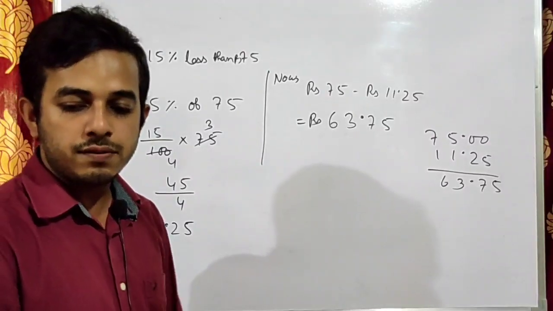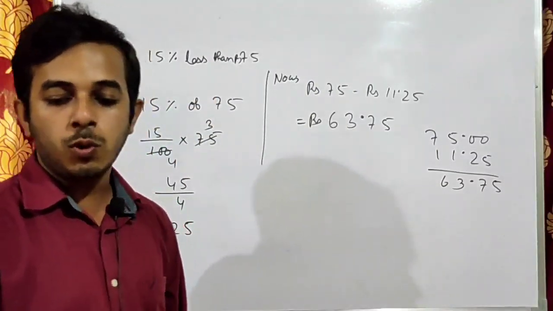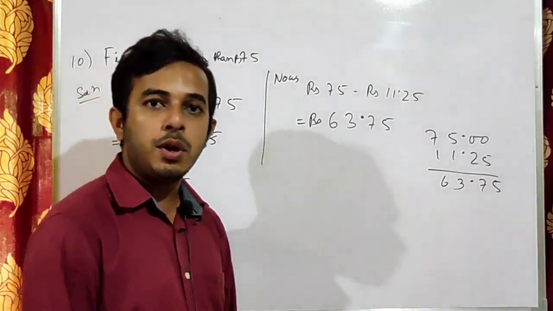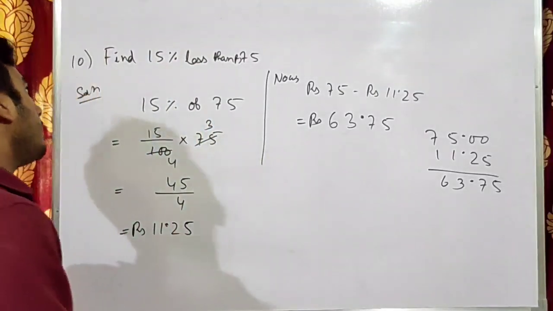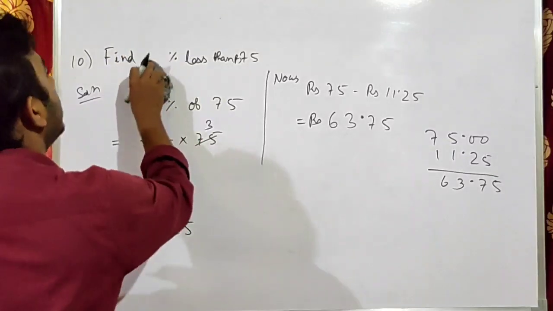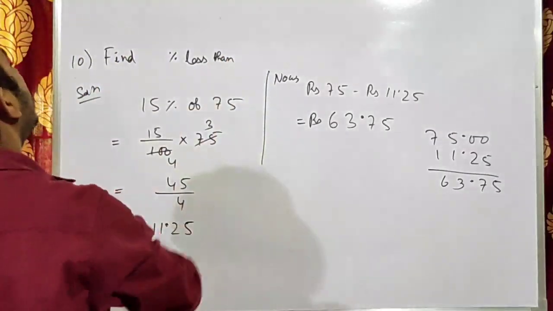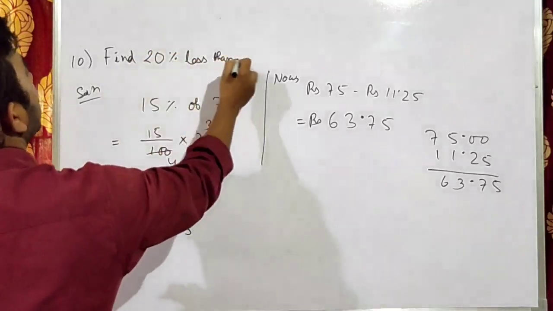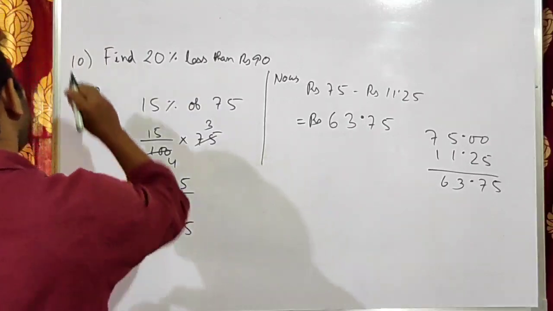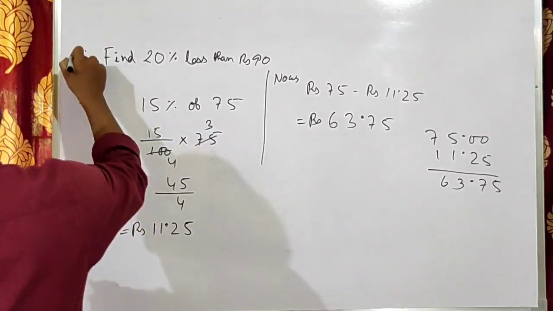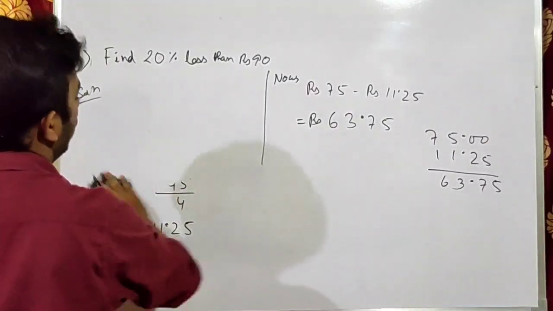So now let's move to our next, that is 11. It is the same question as this one. In this one it was less, in the next one it is more. So here the question is find 20% more than rupees 90. How to find it? Same case. We will follow the same steps.